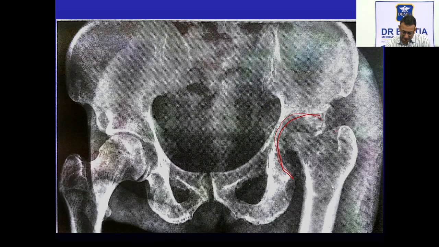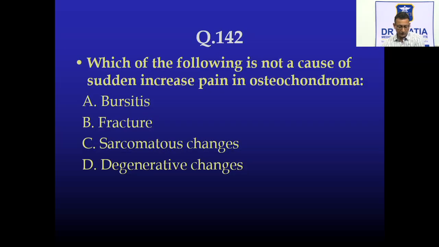Okay, and in this, the femoral head has been destroyed, the acetabulum is empty, and a lot of space is there between these two things. So this is a mortar and pestle appearance, which is commonly seen in tuberculosis. Okay, so next question 142.